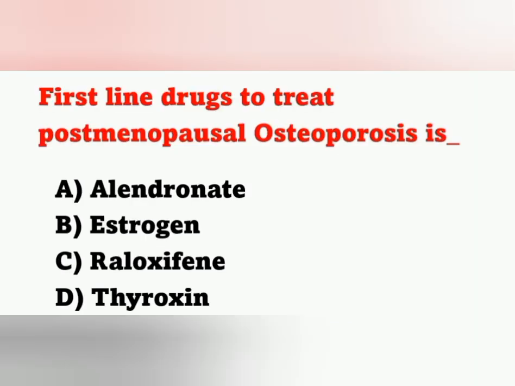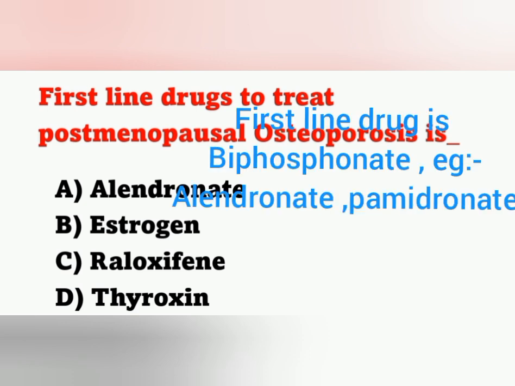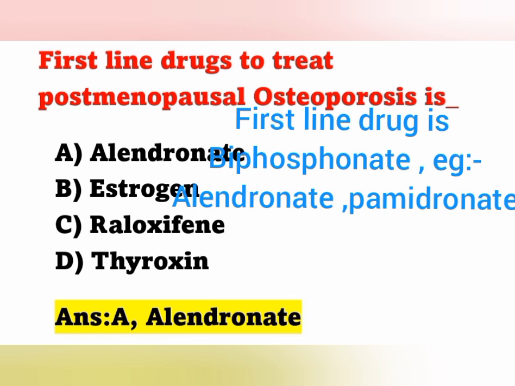And the next question, first line drug to treat postmenopausal osteoporosis is. Option A, alendronate. Option B, estrogen. Option C, raloxifene. Option D, thyroxine. Our question is, which is the first line or primary drug to treat postmenopausal osteoporosis? And the correct answer is alendronate. Option A is the correct answer.